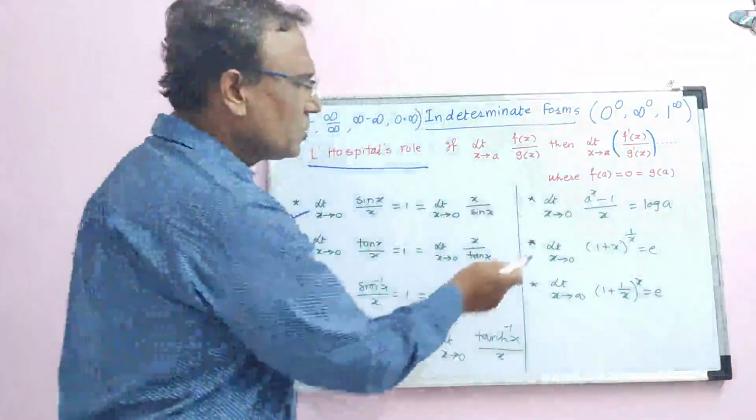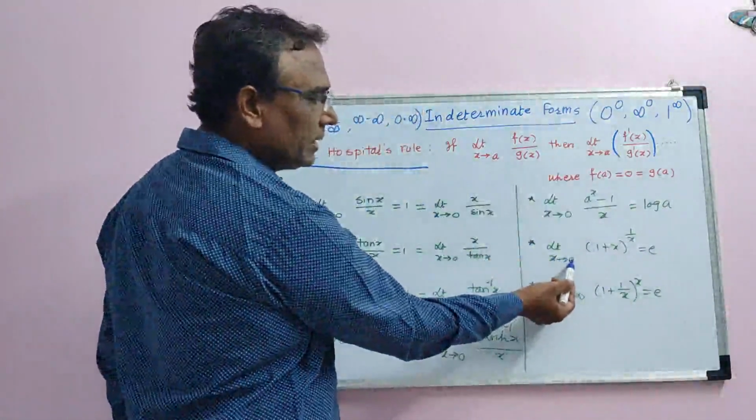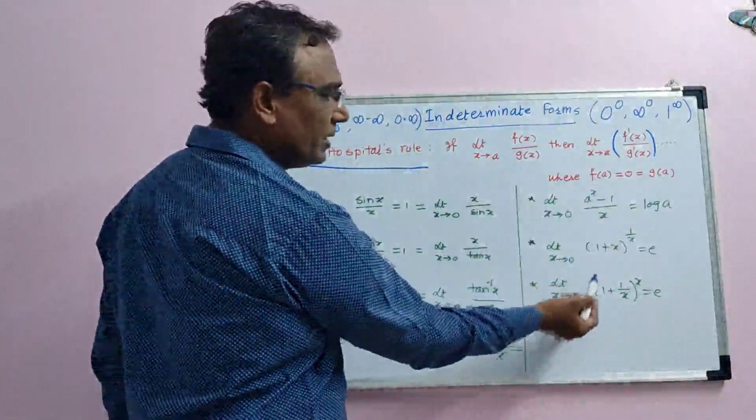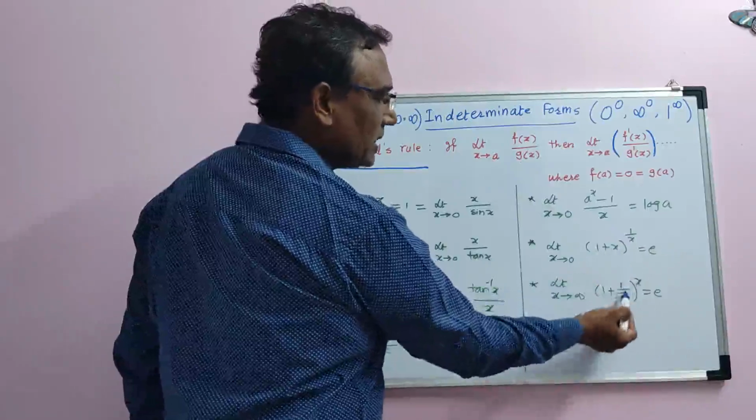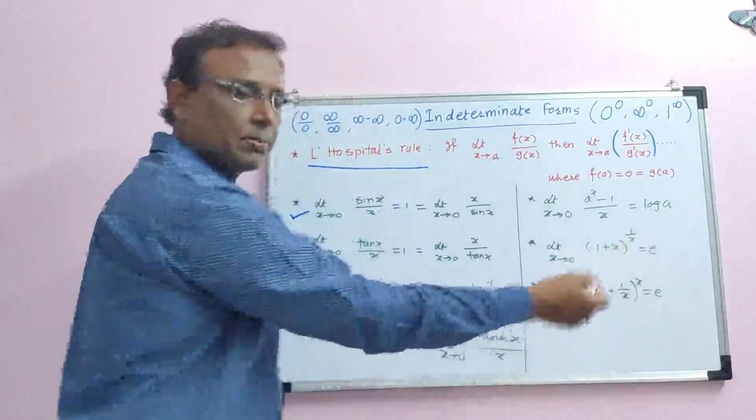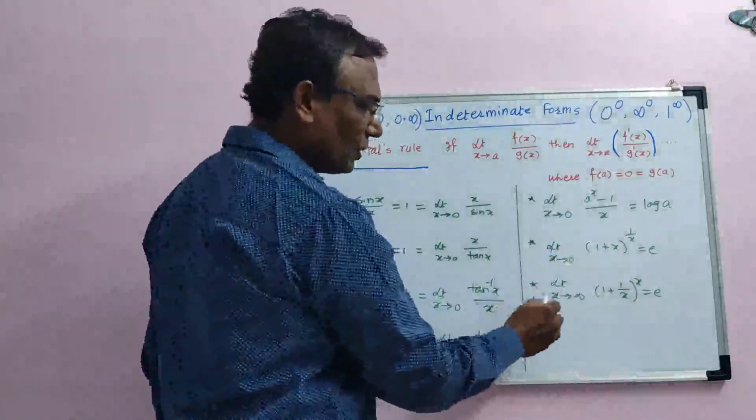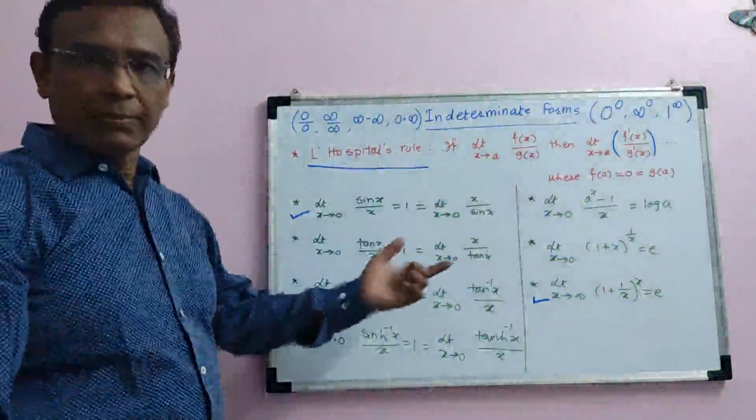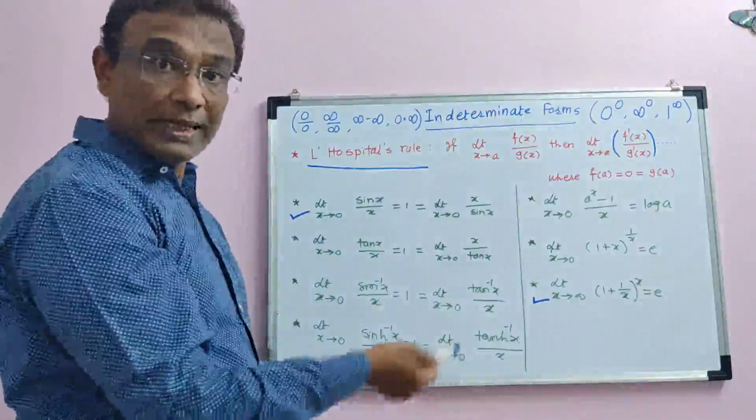These two formulae are similar. Here the multiplicative inverse of 0 is infinity, the multiplicative inverse of 1 is 1, and x is replaced by 1 by x. If you replace x by 1 by x here, you will get this formula. These are the formulae to remember, and one of them may be asked in the examination, directly or indirectly.